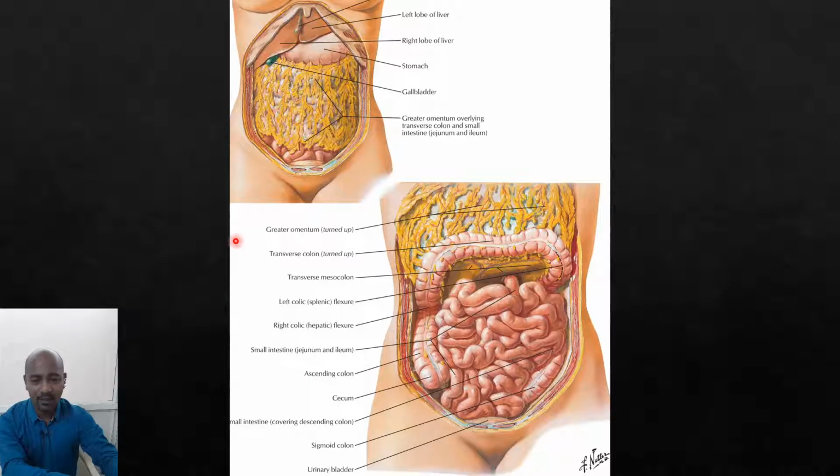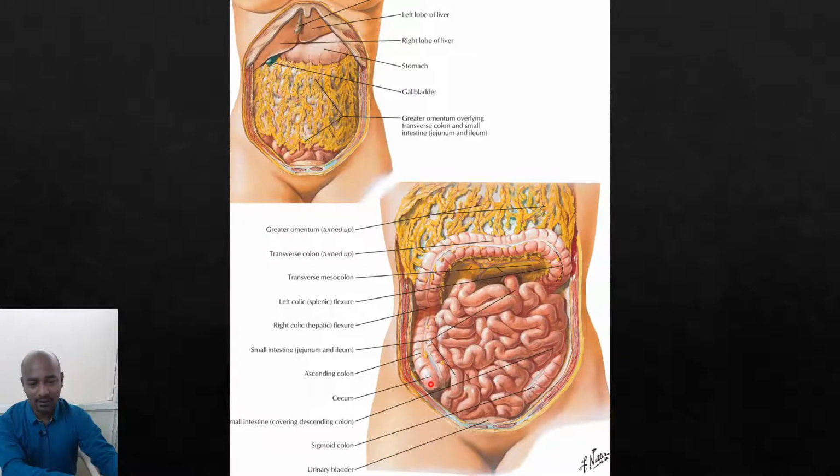Okay, and when you open the anterior abdominal wall, you will be greeted with this curtain, which is the greater omentum, which is attached to the greater curvature of the stomach. And if you lift the greater omentum, then you will see the intestinal loops. The small intestine is in the middle, enclosed by an outer margin formed by the large intestine.